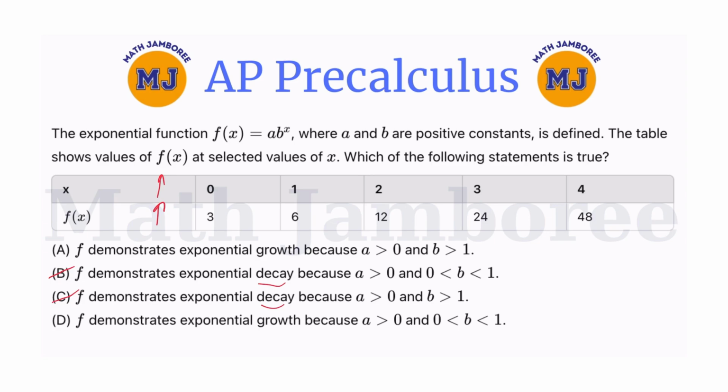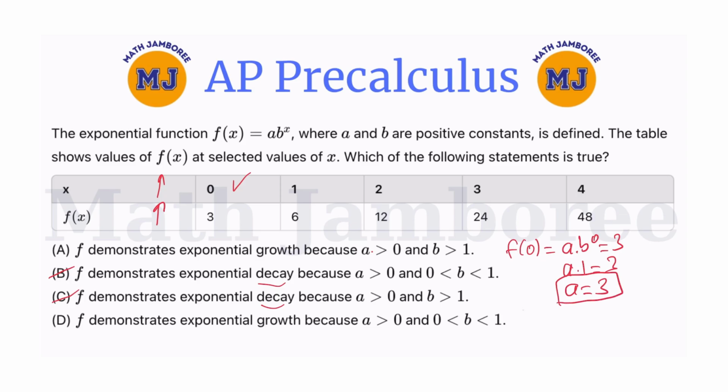So let's find the values. I'm going to use the first data. f of 0 is a times b to the power of 0, which is given as 3. So a times 1 is 3. So a is 3 then.